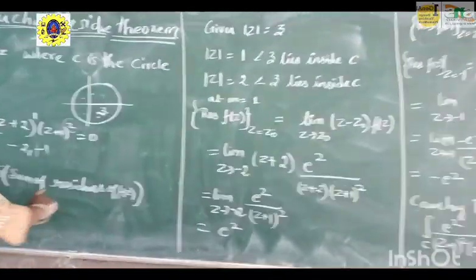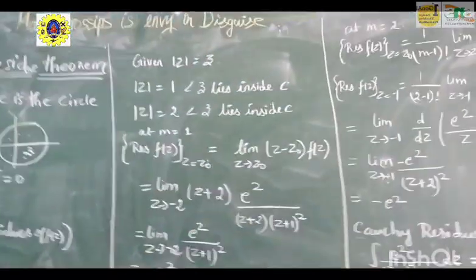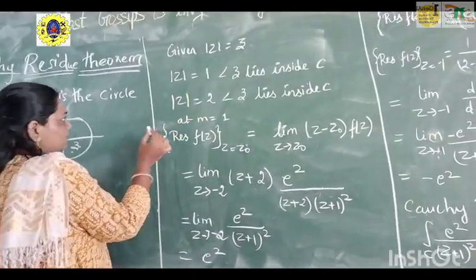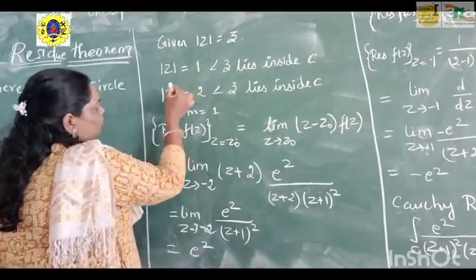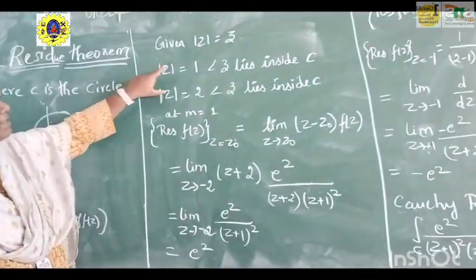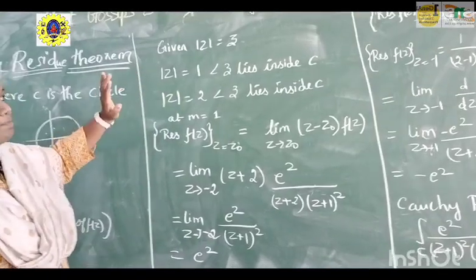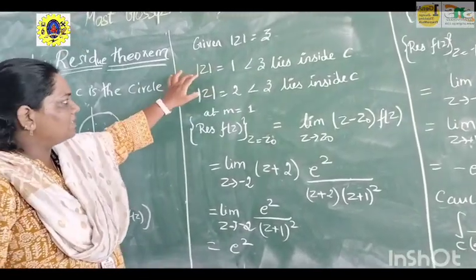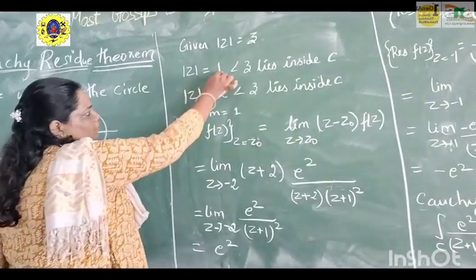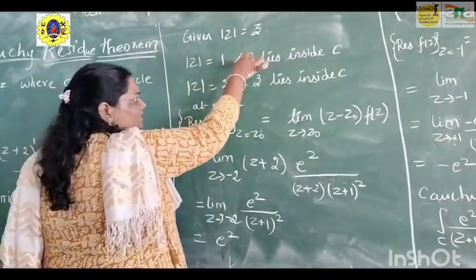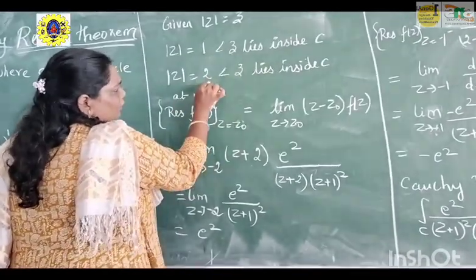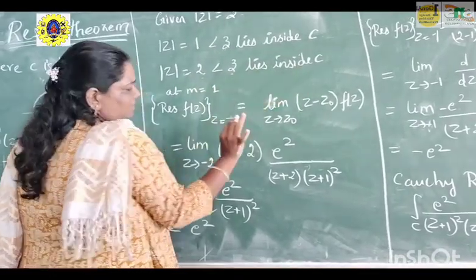Now we are going to find the residues. The condition is that the poles must be inside the circle. For z equal to minus 2 and minus 1, the modulus of z is 2 and 1. The radius cannot be negative, so we consider the modulus values. 1 is less than 3, so it is inside the circle C, and 2 is also less than 3, so it also lies inside C.